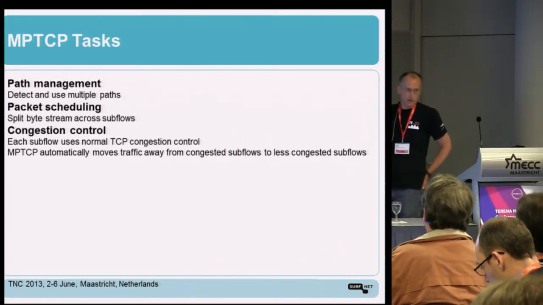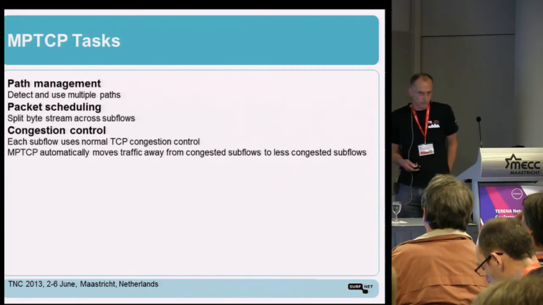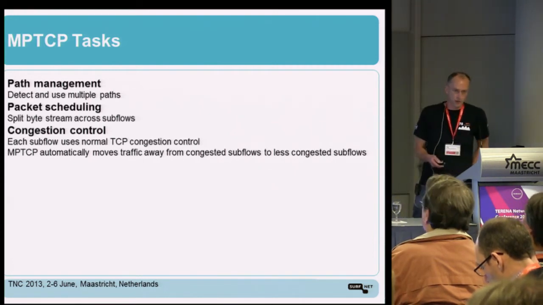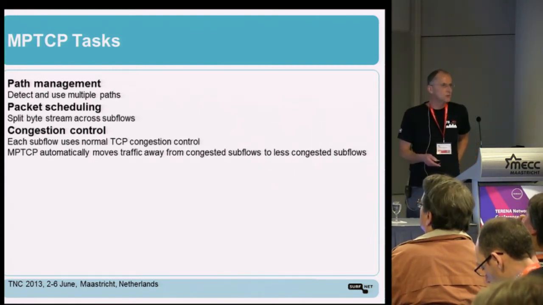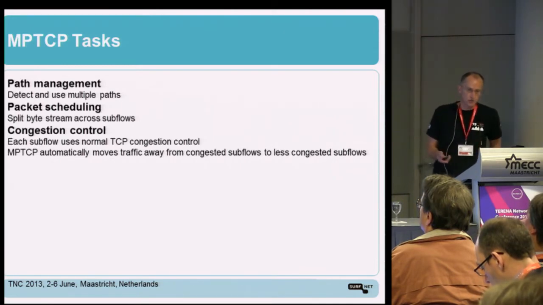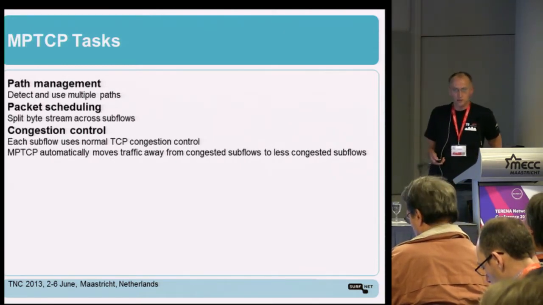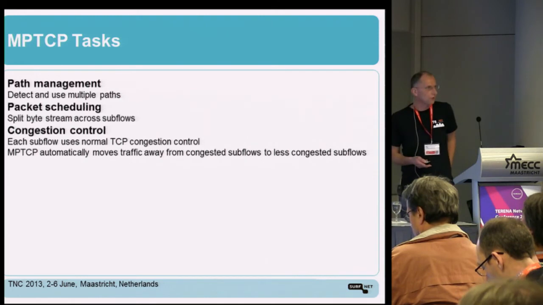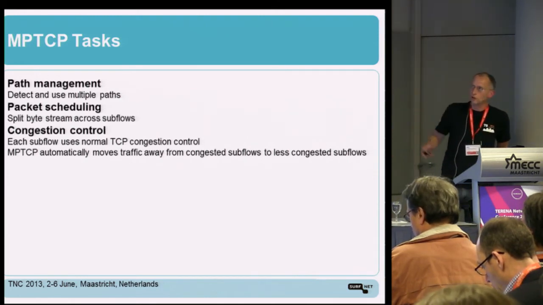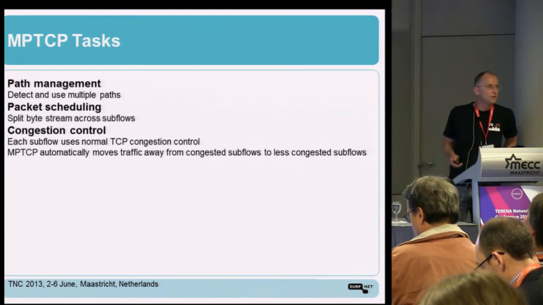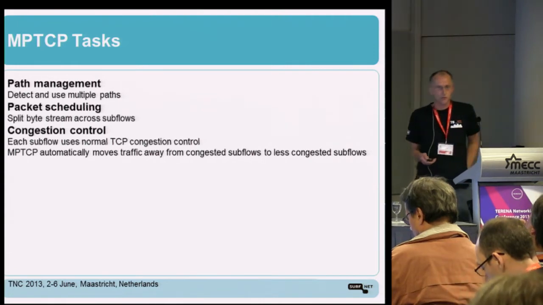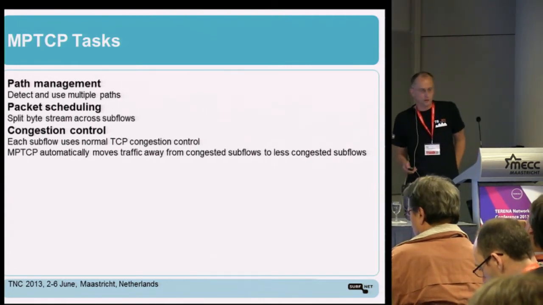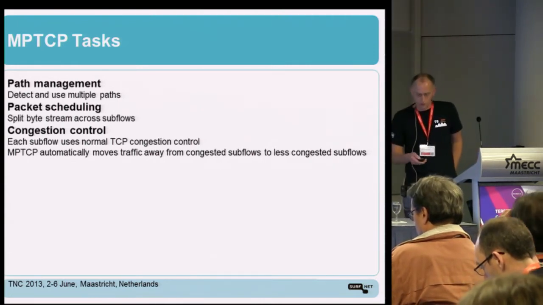So that's the packet management, the packet scheduling, splitting the byte stream into segments, and reassembly at the receiving side. And there's also congestion control on each of the subflows. There's the normal TCP congestion control, and when the link is busy, one of the other subflows is used.